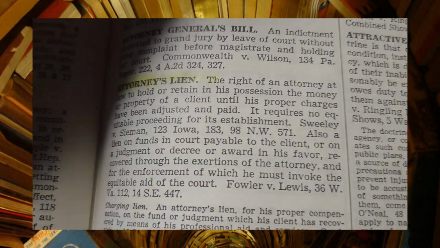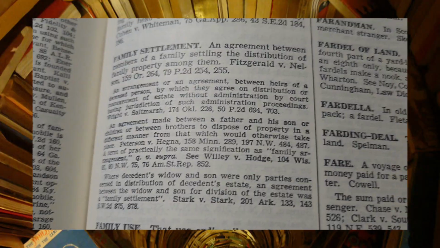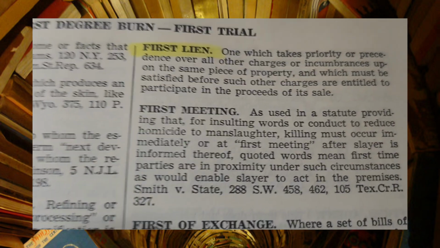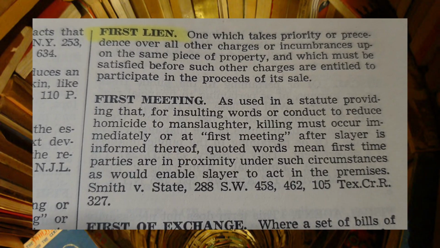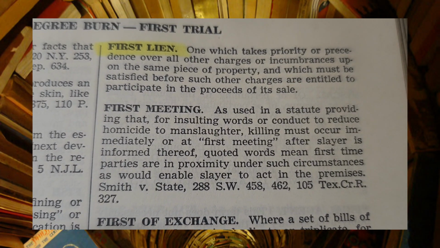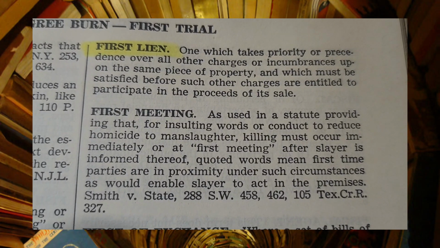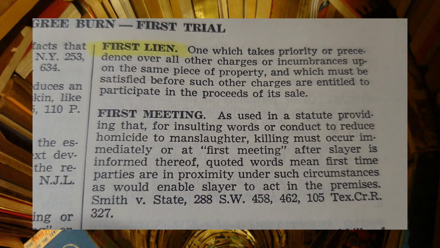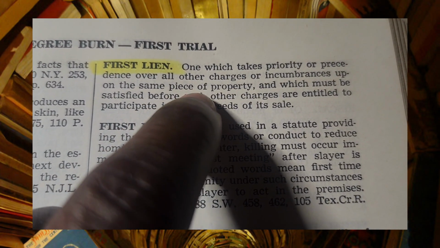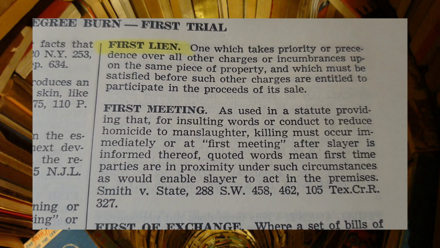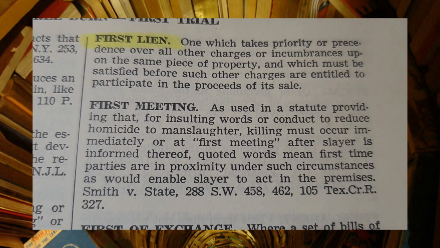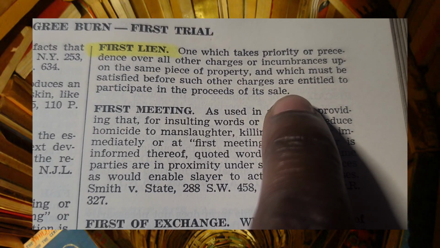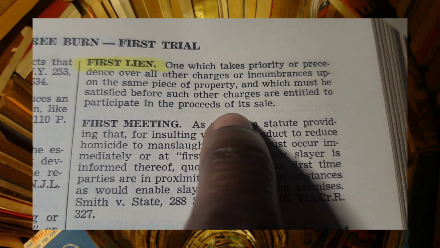If you do not have one of these, second, see here, right here, first lien, fam. Now, when you talk about first lien, I want to bring up the UCC1 financing statement. Definitely look into that. First lien, one which takes priority or precedence over all other charges or encumbrances upon the same piece of property. All right, that's usually the all capitals name, fam, the bond that's attached to it. All right, that's what they're talking about in most situations when you're in these court proceedings, and which must be satisfied before such other charges are entitled to participate in the proceeds of its sale.